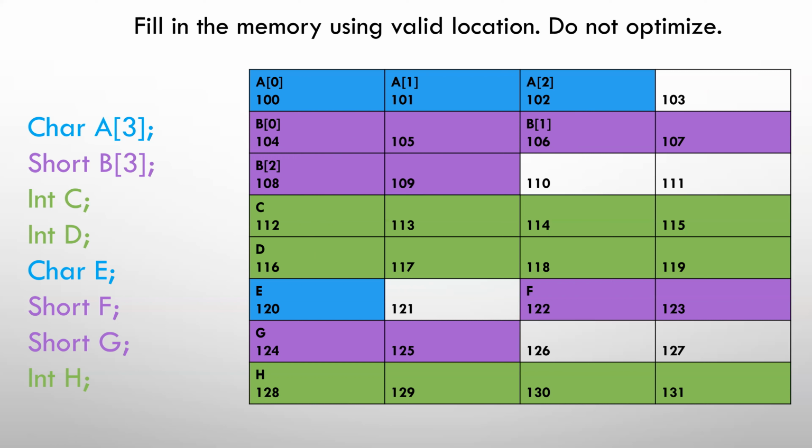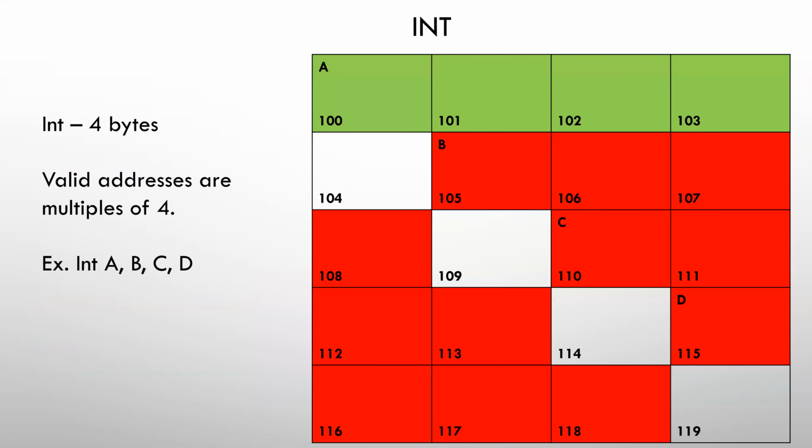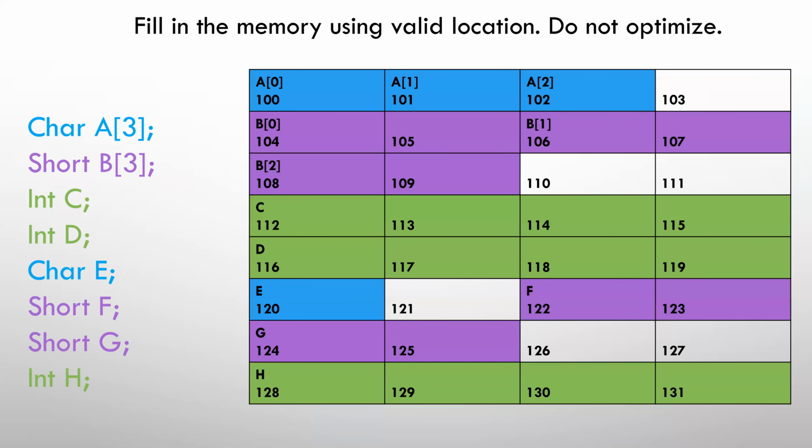And we can move on to integer C. If we go back to the integer slide, we see that integer is 4 bytes and the valid addresses are multiples of 4. So we're going to skip 110 and 111 because 110 is not a multiple of 4. So we go down to 112, which is a multiple of 4. We're going to use this whole row for integer C. So integer C is done.